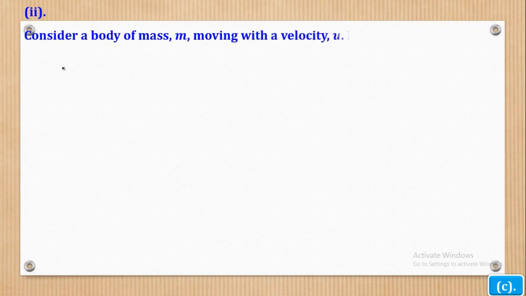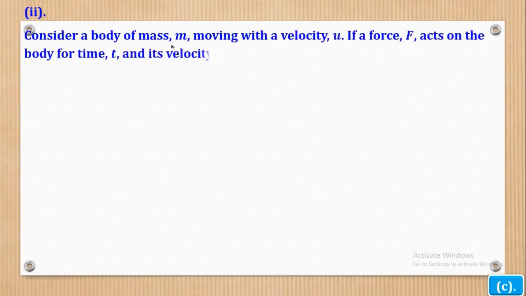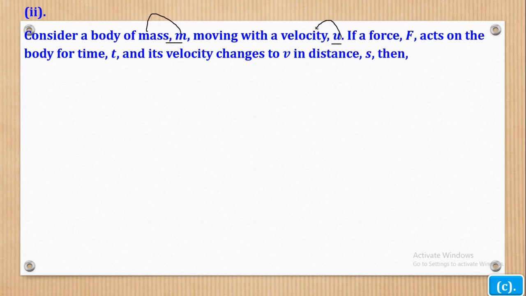So we shall start by defining some of the symbols we are going to use. M will be for the mass, so consider a body of mass M, moving with a velocity U, so U will denote initial velocity. If a force F, so F will denote force, acts on the body at a time T, so T will denote time, and its velocity changes to V, so V will denote the final velocity, in a distance S, so S will denote distance or displacement.